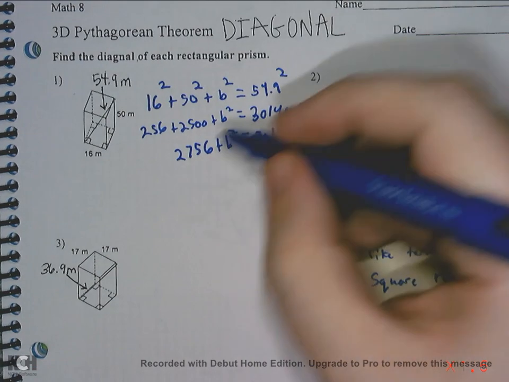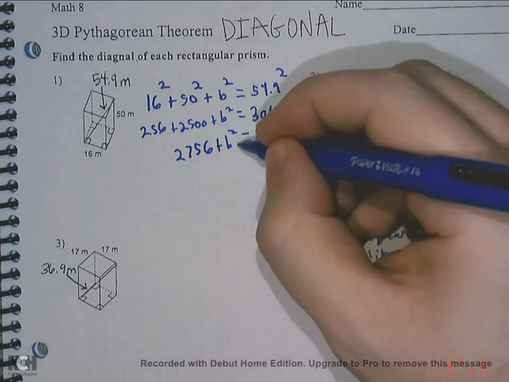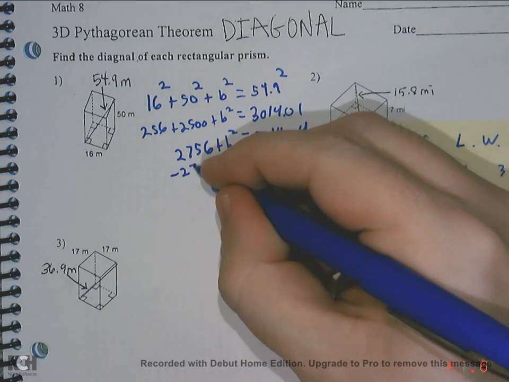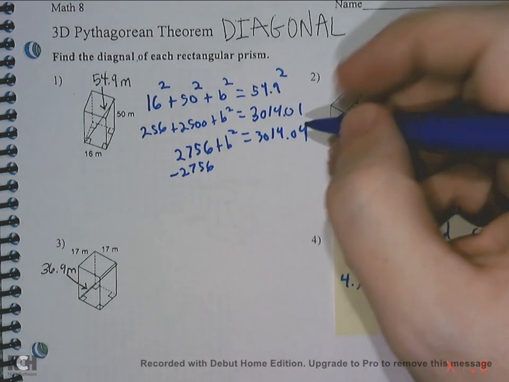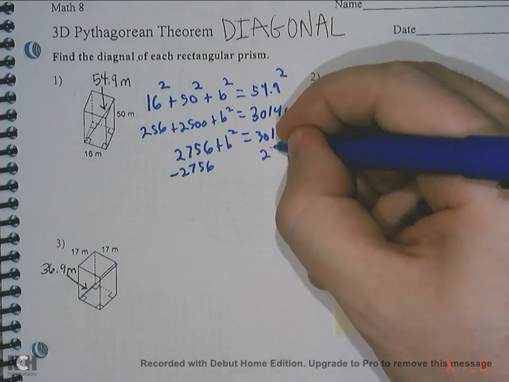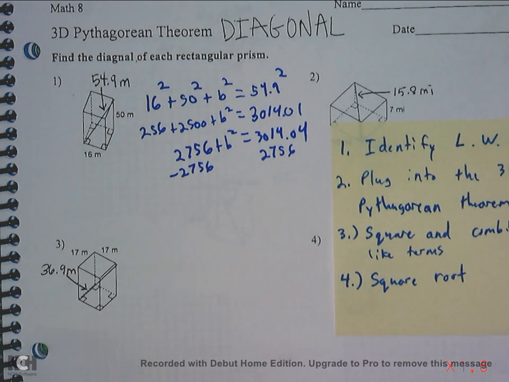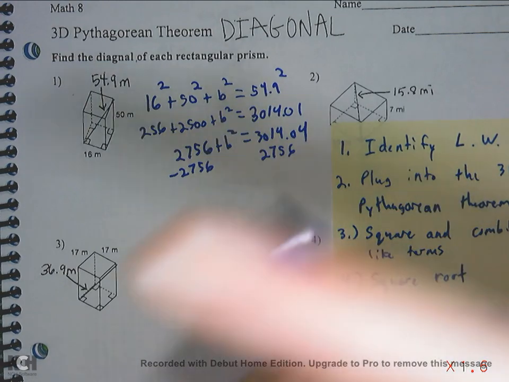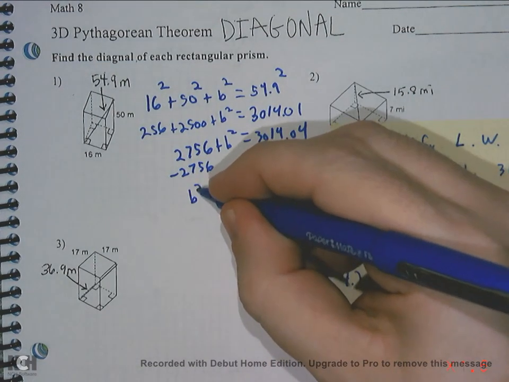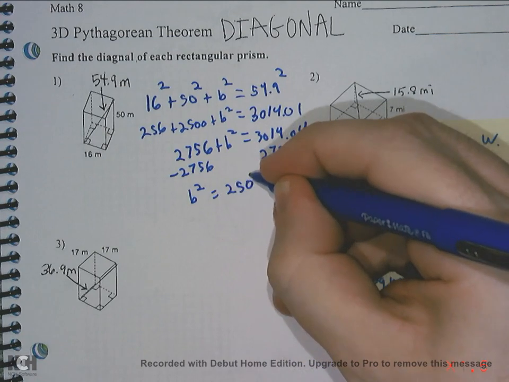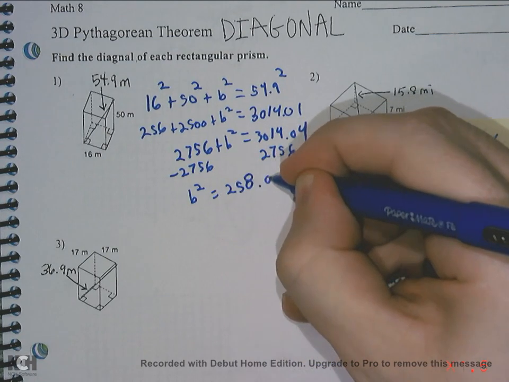And then to move this to the other side, we need to get the variable all by itself, right? We're going to subtract the 2,756 to each side. So minus 2,756. And we're going to get B squared is equal to 258.01.